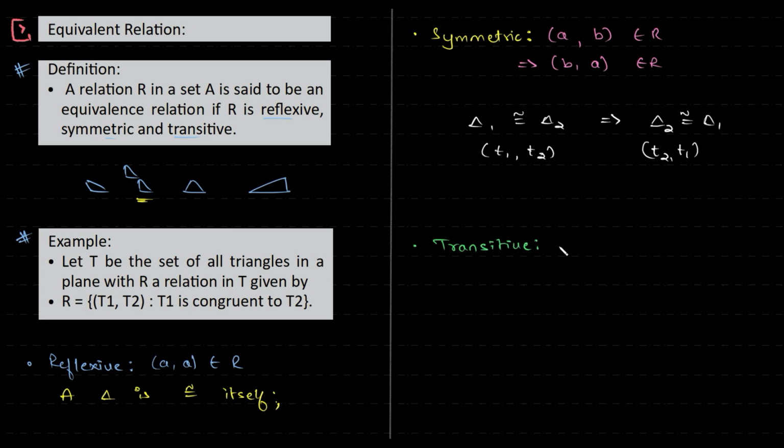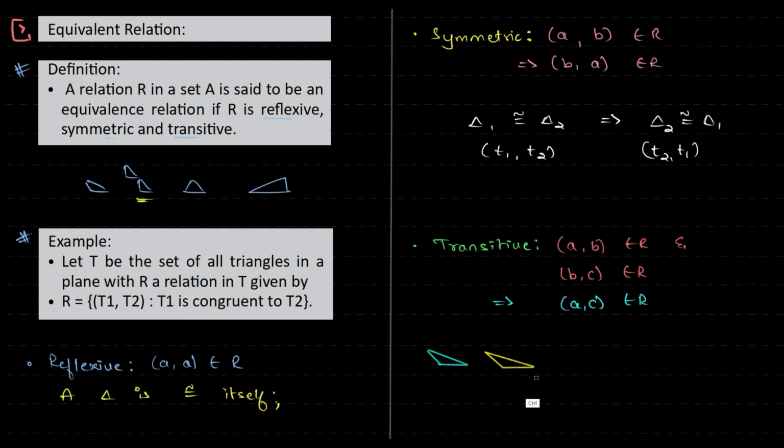So it deals with (A, B) belonging to R and (B, C) belonging to R. And now we have B is common, so (A, C) should belong to R. Right? So let me use an example. Say I have this triangle and one more triangle which is going to be the same, congruent. So these two are congruent. Okay.